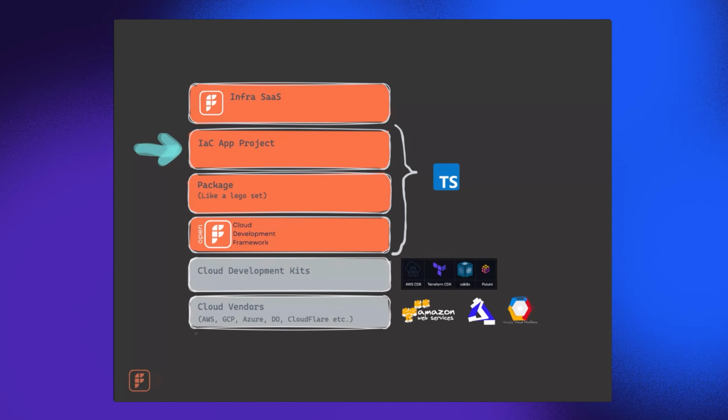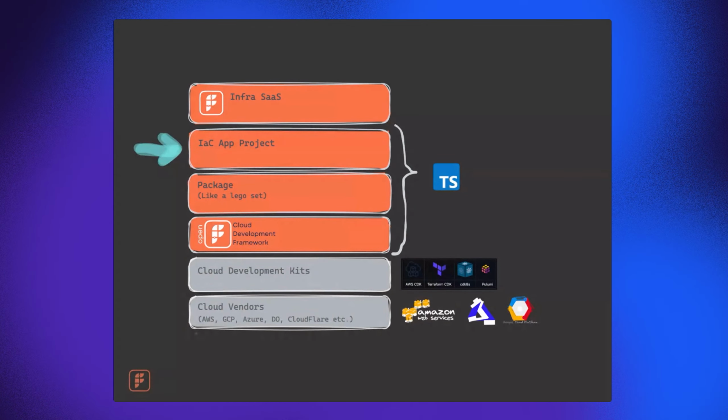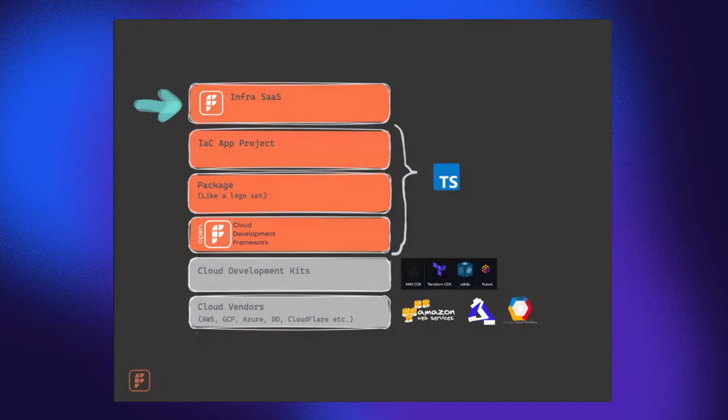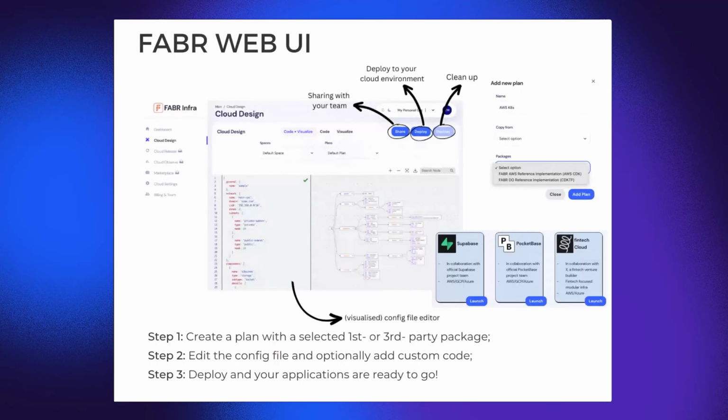Then, if you're familiar with the CDK world, you have an IaC application project. So this is either an AWS CDK specific, CDK for Terraform, or Pulumi specific project that pulls all of the pieces together for execution. And then finally, the UI that makes this even easier, allowing you to edit the configuration and then do the orchestration to deploy. The UI looks a bit like that to help you visualize this.